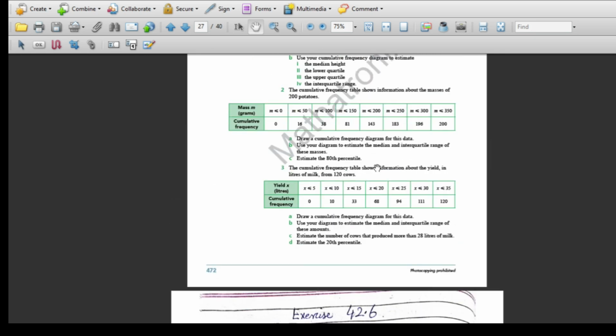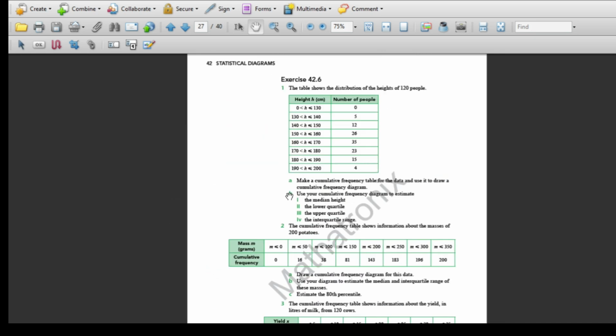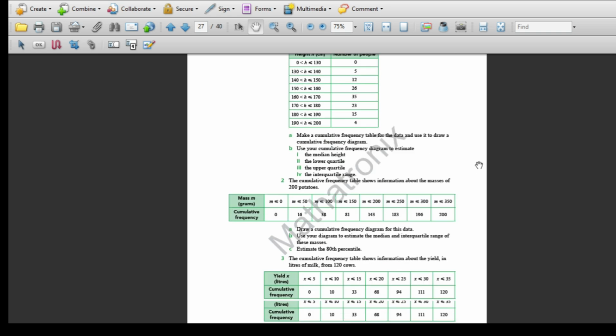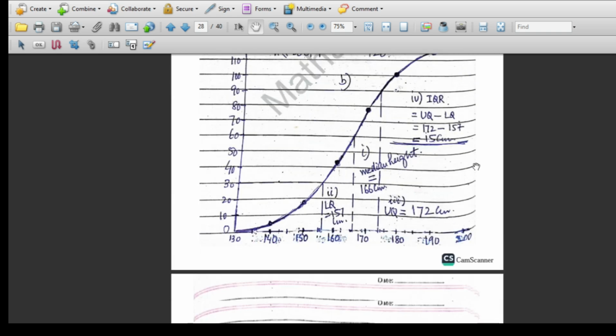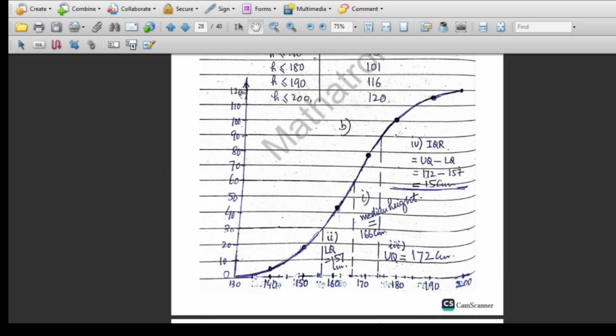And from this we use the data to find the median height. The median is at the 50th percentile. The total is 120, so the middle frequency is 60, and from this 60 we can read off the median height, which is between 160 and 170, so it should be 166 centimeters.